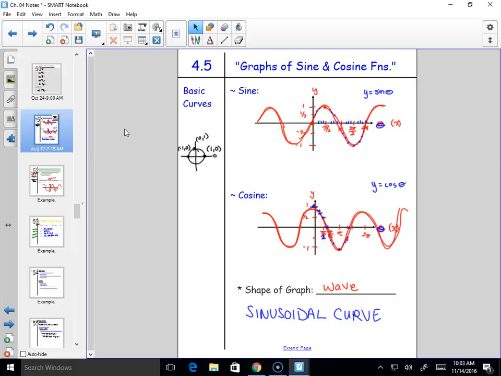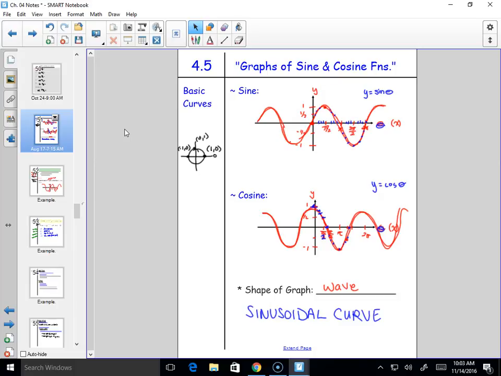Cosine, very similar, but it goes 1, 3, 2, 1, it counts down. Then negative 1, negative 2, negative 3, negative 1. Negative 3, negative 2, negative 1, 0, 1, 2, 3. So it starts at 1, and it counts down, then it goes negative, then it comes back, and then it goes positive. That's 0 to 2 pi, and then it keeps on cycling.